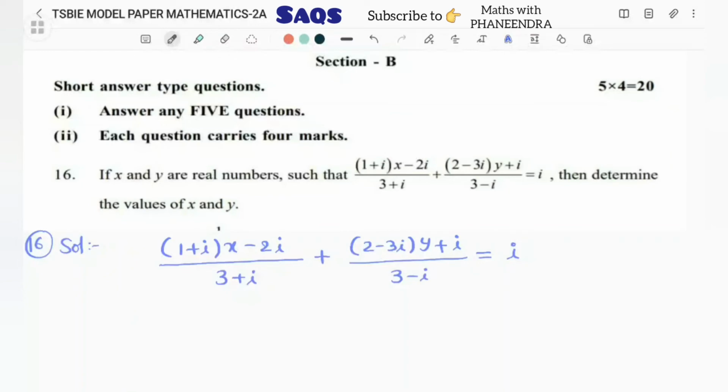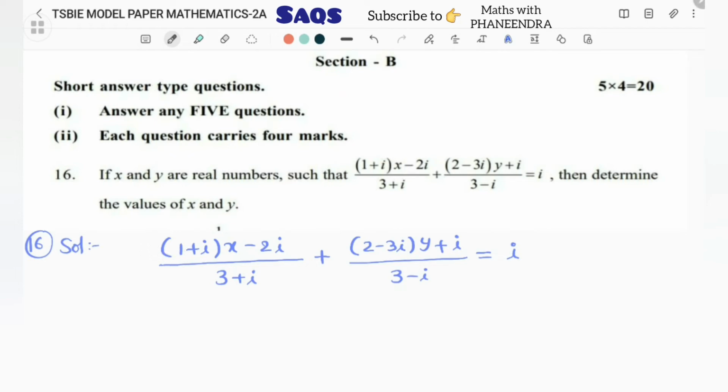It is from section B. In section B, we have 12 questions. Out of 12, you have to write any 5 questions according to the 2021-22 pattern. So, let us have a discussion.